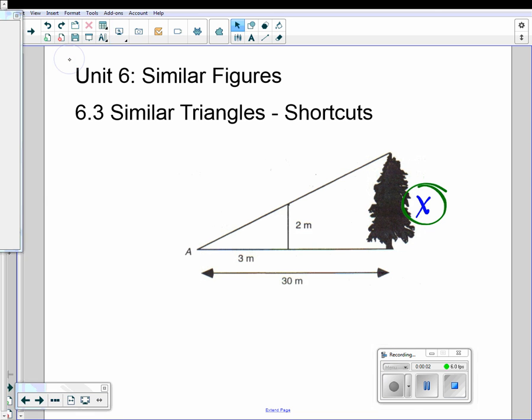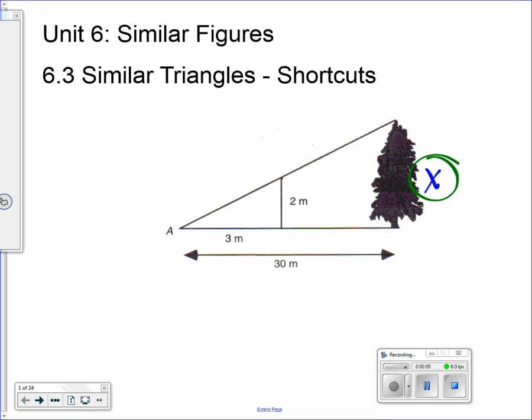Hey everybody, this is Mr. Munson, and we're in Unit 6, G.6, and we're looking at similar figures. And so with these similar figures, this section, G.6.3, concept number 3 in your student learning map, we're going to be talking about similar triangles and shortcuts to doing this, okay?